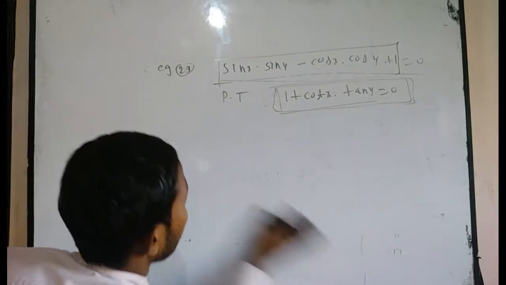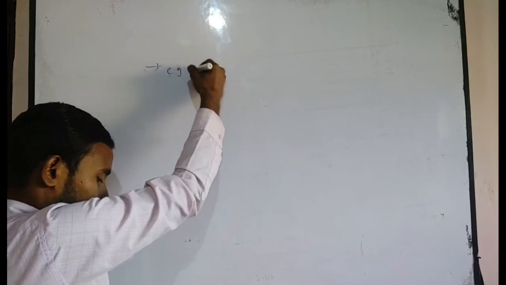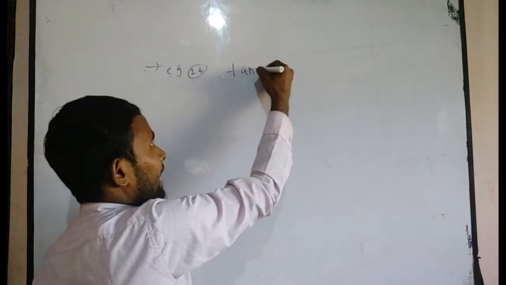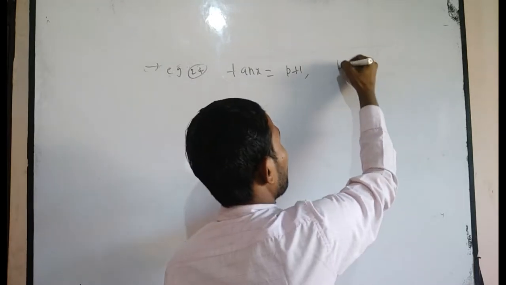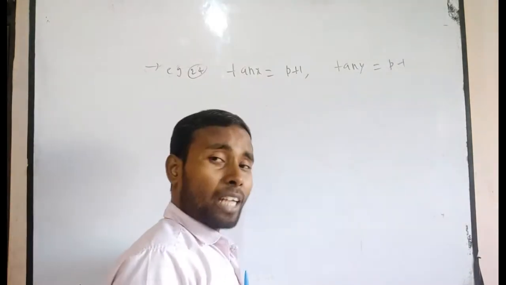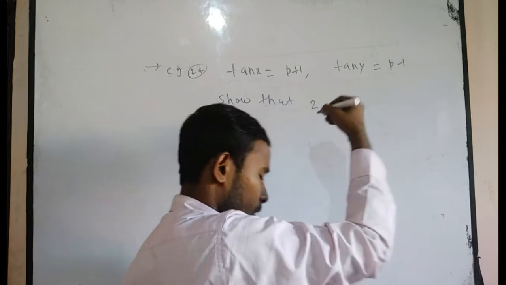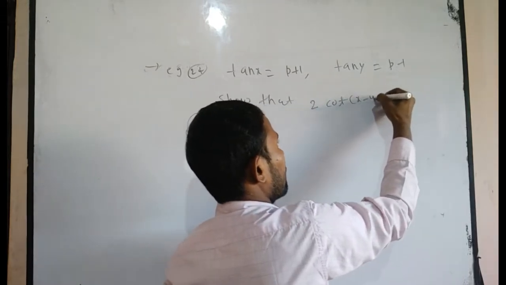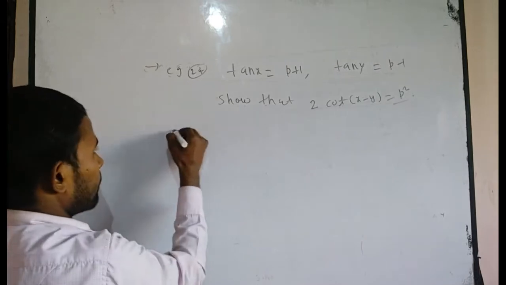In the next example, it says to you, if tan x is equal to p + 1, and tan y is equal to p - 1, then show that 2 cot(x - y) is equal to p square. Solution.